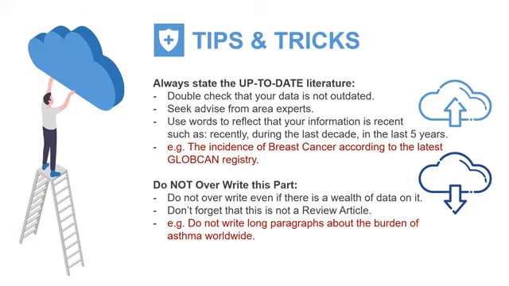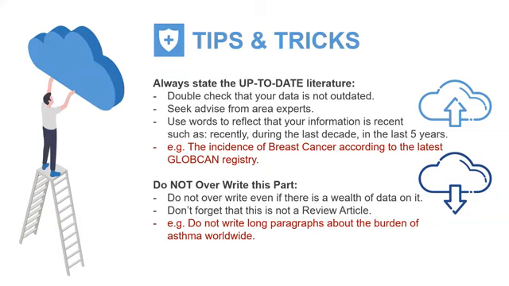For example, the incidence of breast cancer, according to the latest GLOBOCAN registry, was 1 in 3. And when we look at the reference, we find that it's an old GLOBOCAN registry data, for example, maybe 10 years ago. And there are 2 updates after that data. So it has to be up to date.